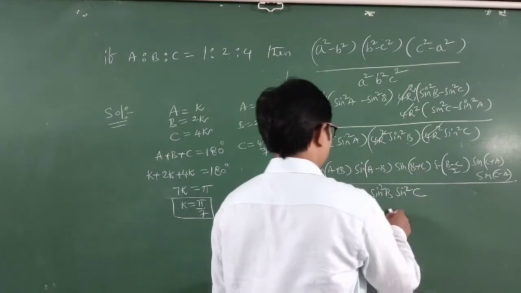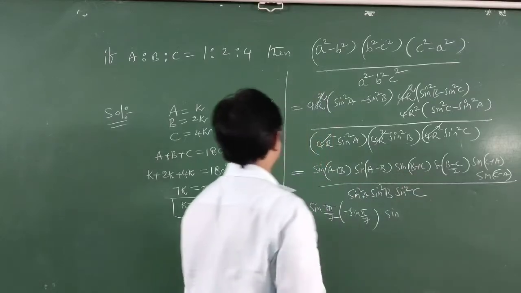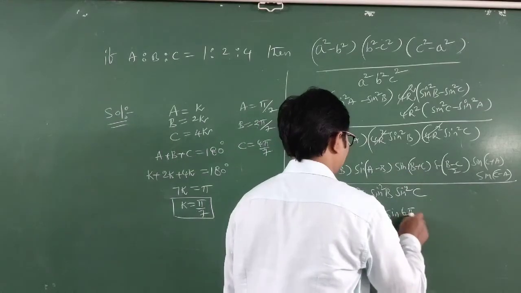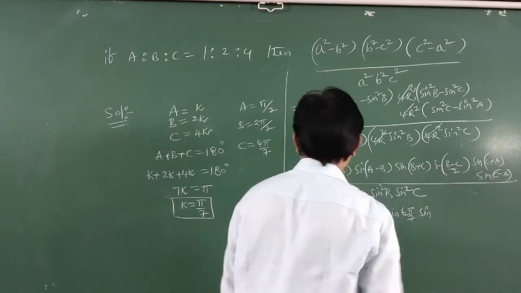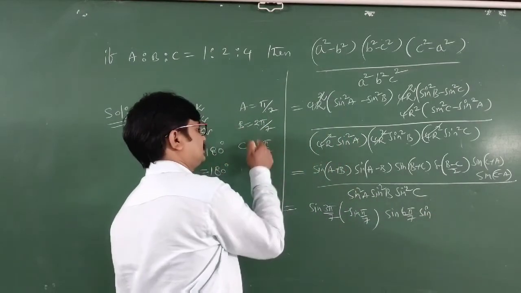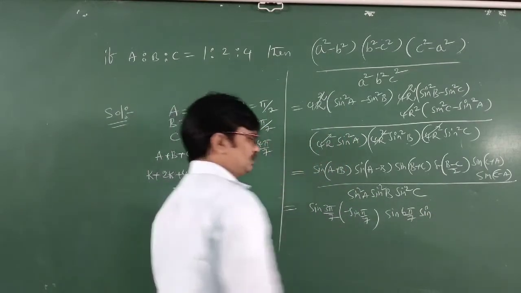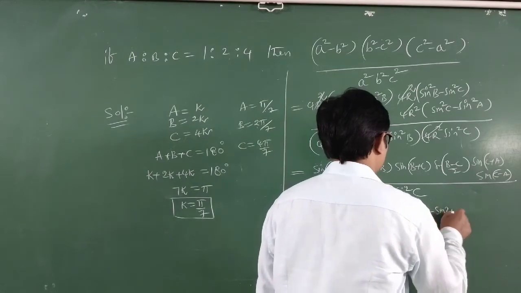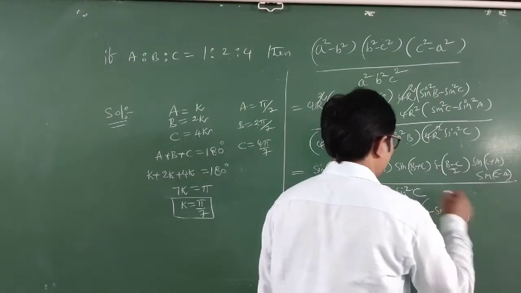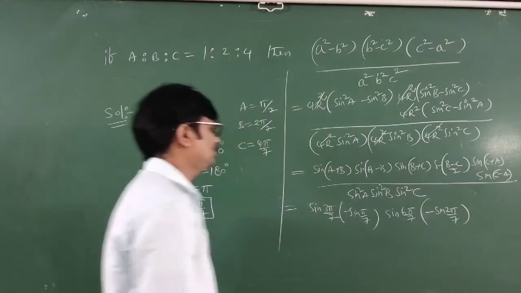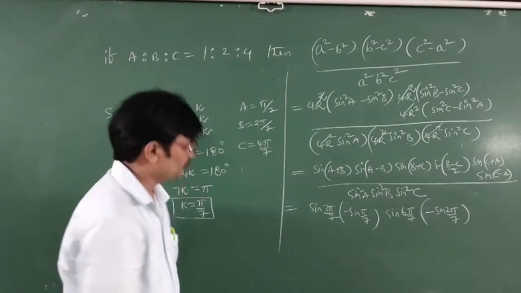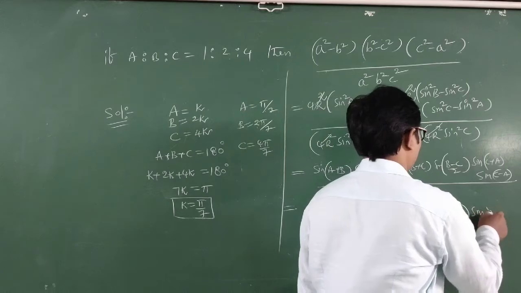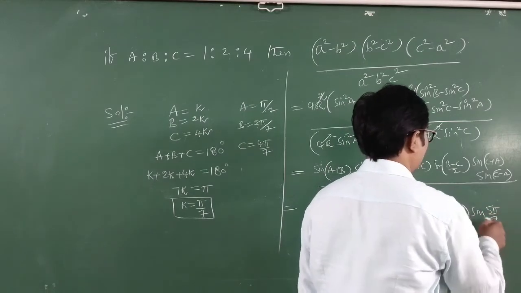After that the sin(B plus C). B plus C is 6 pi by 7. Yes. Sin(B minus C). This is 2 minus 4, which is minus 2, minus of 2 pi by 7. Sin of minus theta is minus sin theta. After that students, C plus A. The sin of C plus A is sin of 5 pi by 7.